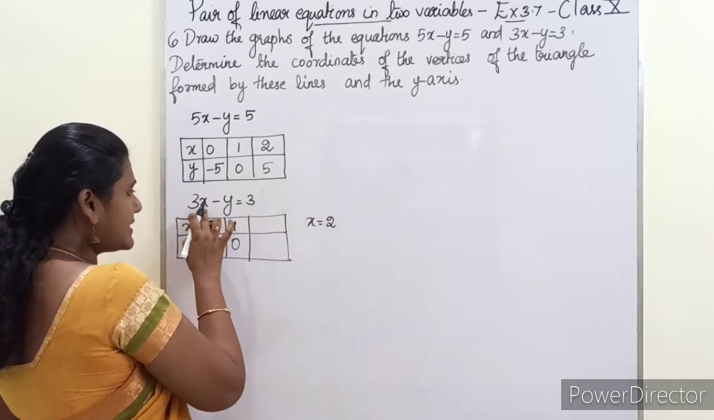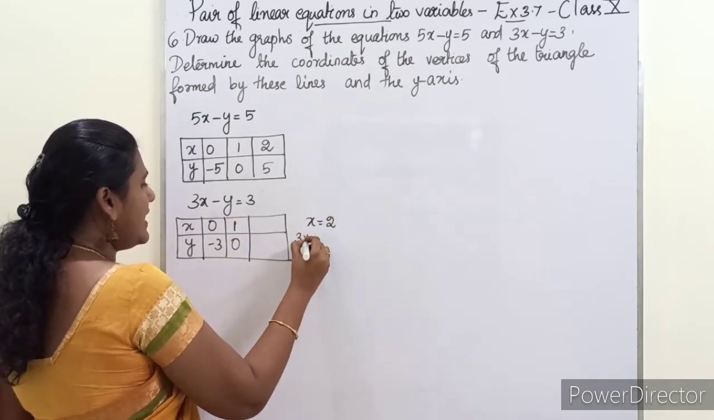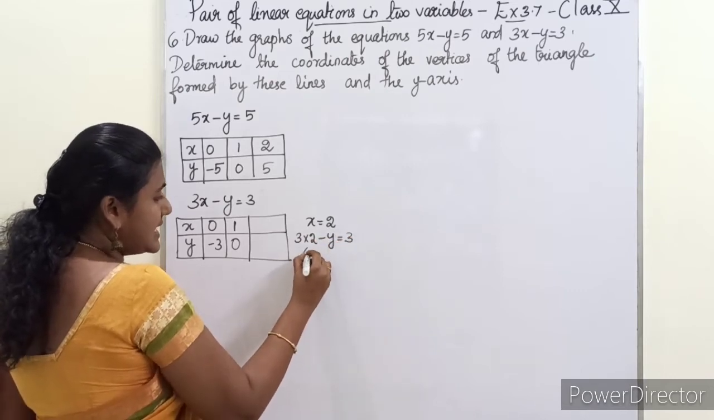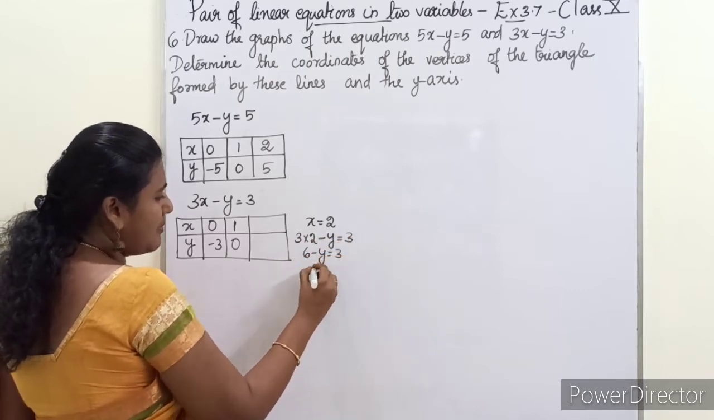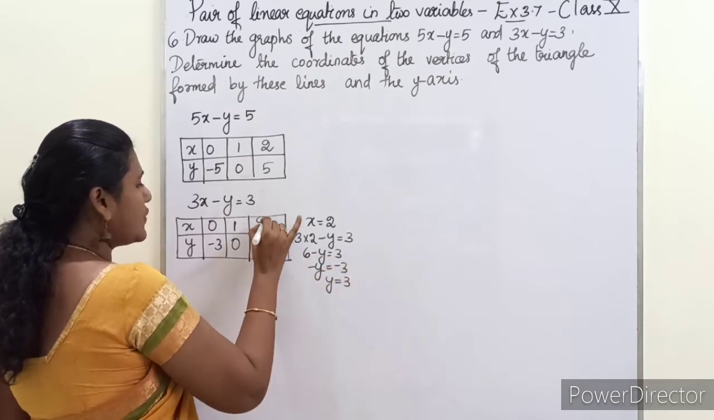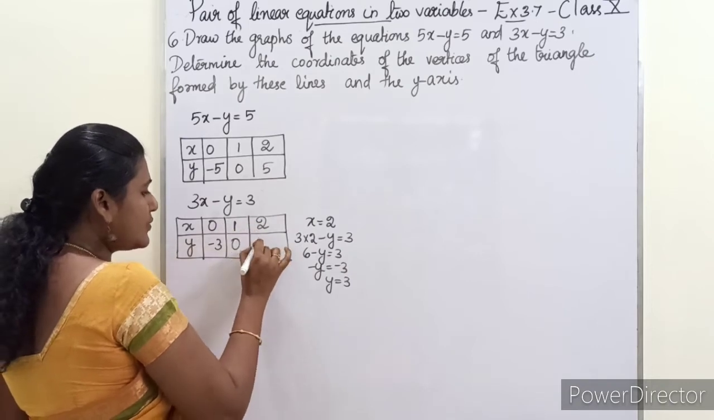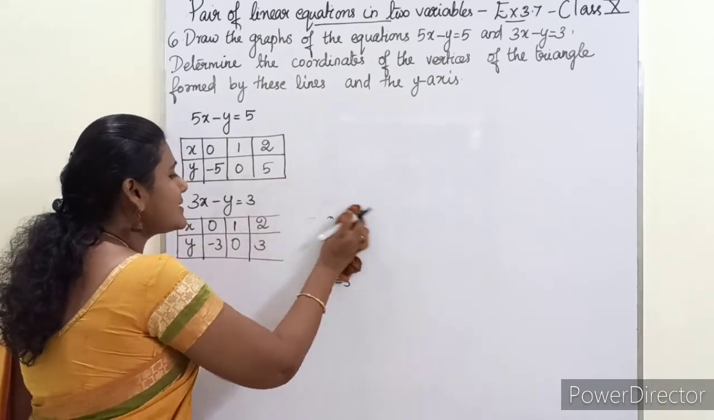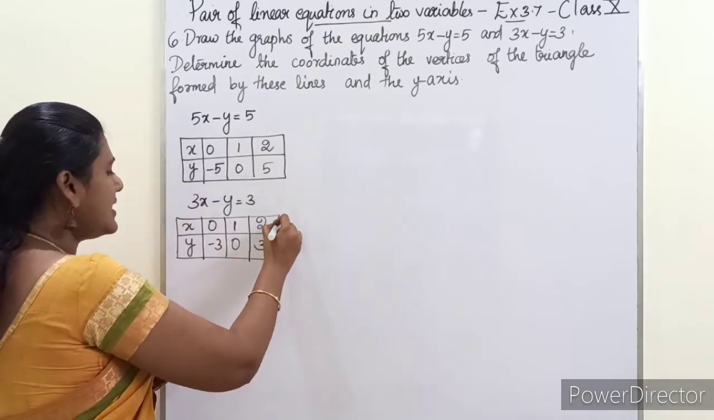If I am taking x is equal to 2, that is 3 into 2 minus y is equal to 3. That is 6 minus y is equal to 3, minus y is equal to minus 3. So y is equal to 3. So if we are taking x is equal to 2, you will get y value as 3. So we got 3 solutions of both the equations.